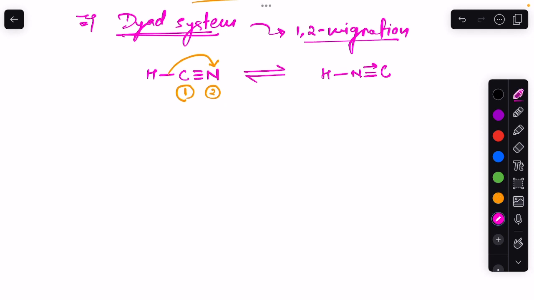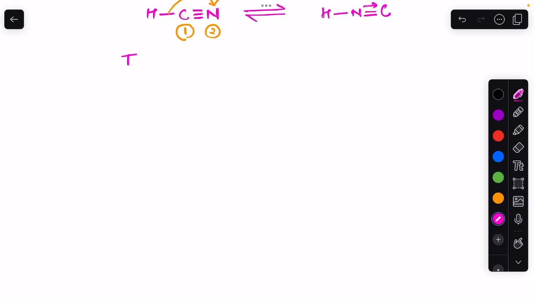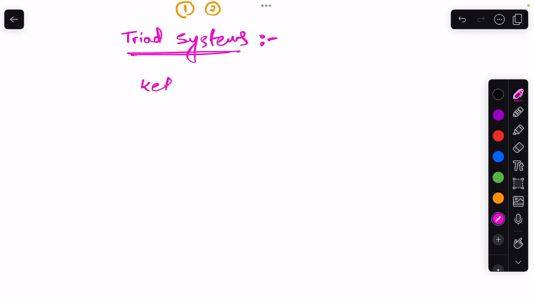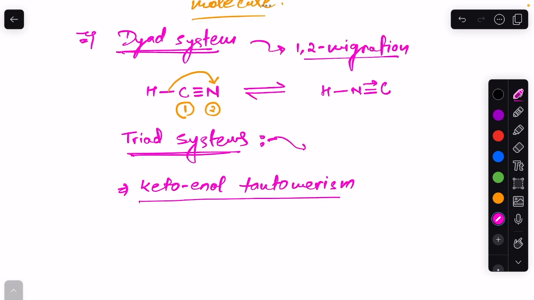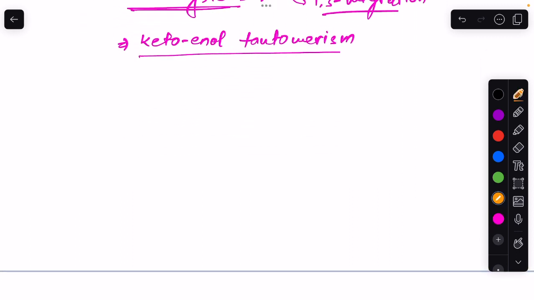More importantly, we have triad systems, in which we will study keto-enol tautomerism. In case of triad system, there is 1,3 migration. Here we have 1,3 migration.